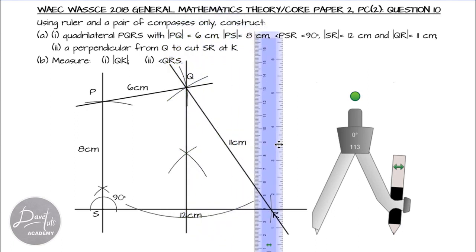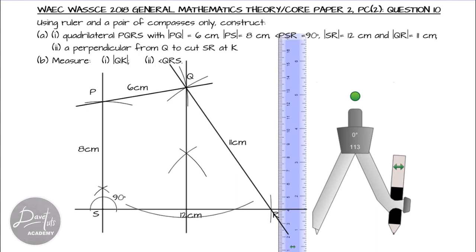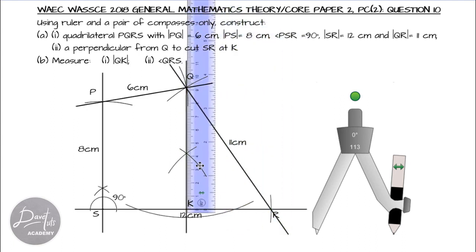Okay, and that straight line is a perpendicular from Q to cut SR at the point K. So with that, our construction is quite done. All we need to do now is to measure QK, and with our ruler, we can notice that from K down up to Q, we have 1, 2, 3, 4, 5, 6, 7, 8, 9. That will be 9.2 centimeters. So we can input our values as requested, that the line QK is giving us a measurement of 9.2 centimeters.